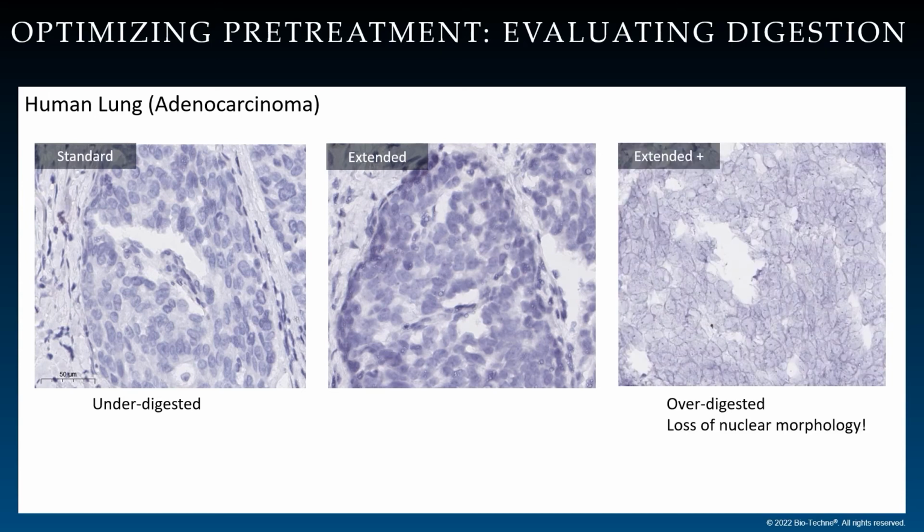Finally, in the panel on the right, we see samples that have been overdigested. Nuclear morphology is abnormal, or as in this case, nuclei may not be visible with nuclear counterstain. Tissue morphology may also be affected. In this example, the extended pretreatment conditions were optimal for these samples.